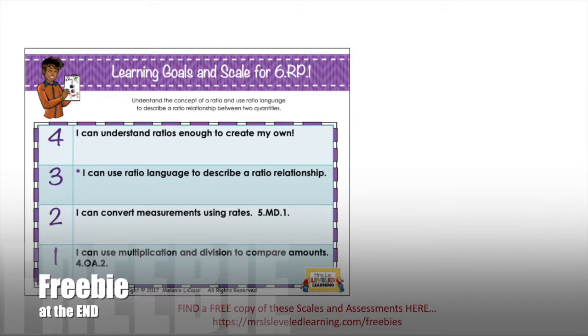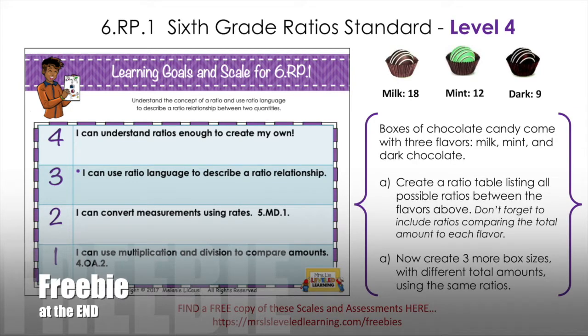Now, if you have students doing really well, there's a lot of fun ways that you can extend this standard. Have them create their own problems, have them create their own ratios, have them do more complicated ratios. In this problem, I'm using the same setup, but I'm going to ask my level 4 students to create a ratio table listing all of the possibilities. This is going to be a lot more thinking for them, and they're going to have to make sure that they're very thorough at finding all the possible combinations of comparison between the 3 kinds of chocolate and the total amount in each box. Because you can't have a real ratio without including parts and wholes.